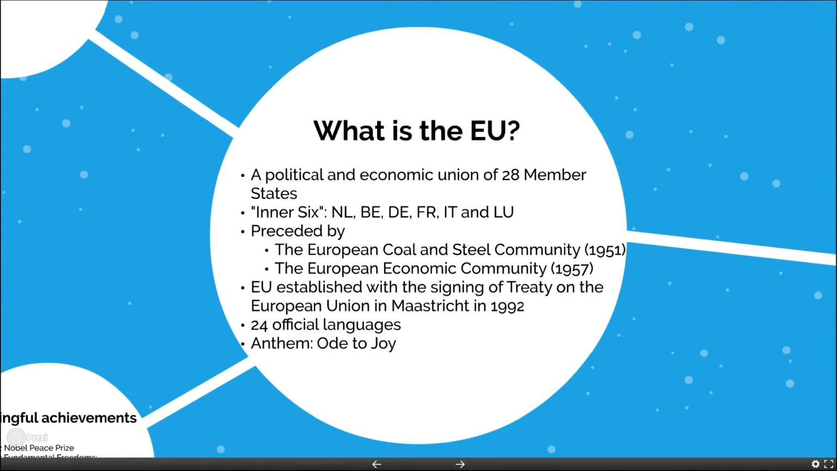The European Union is a political and economic union of 28 member states, founded originally by the so-called Inner Six, consisting of the Netherlands, Belgium, Germany, France, Italy, and Luxembourg. The first version of the European Union was the European Coal and Steel Community, or ECSC, which was founded in 1951. Quickly followed by the European Economic Community in 1957. The EU itself, as we know it right now, was established with the signing of the Treaty on the European Union in Maastricht in 1992. The European Union has 24 official languages, and its anthem is Ode to Joy.